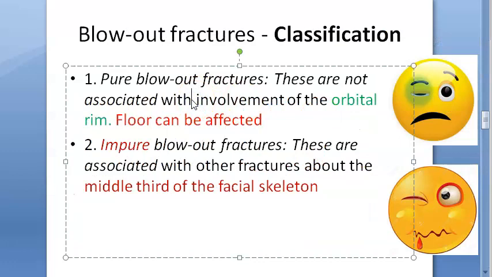Classification: you have two types, pure and impure. Pure means the rim is not affected, the orbital rim is perfectly fine, but the floor and so on can get fractured. Impure means it is associated with fractures of the middle third of the facial skeleton.